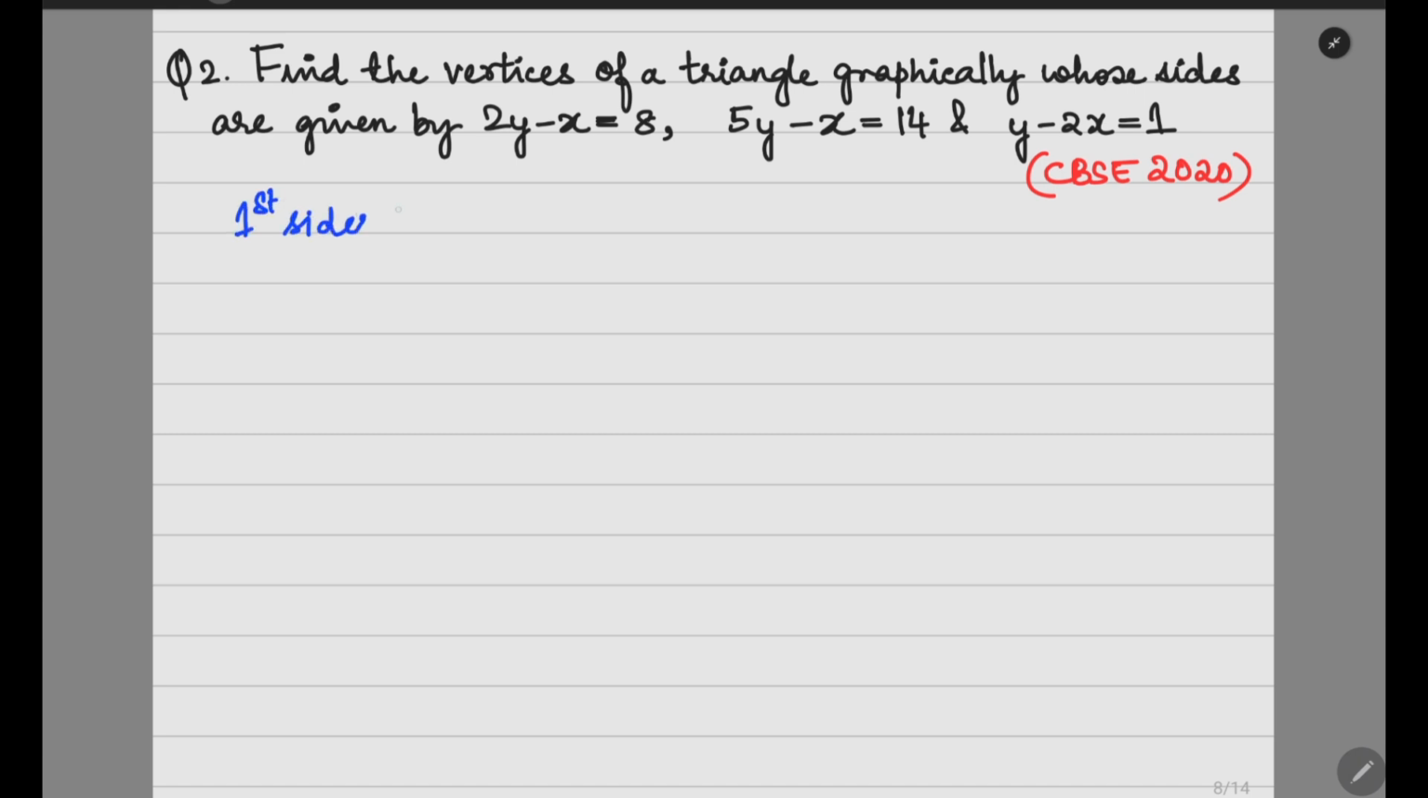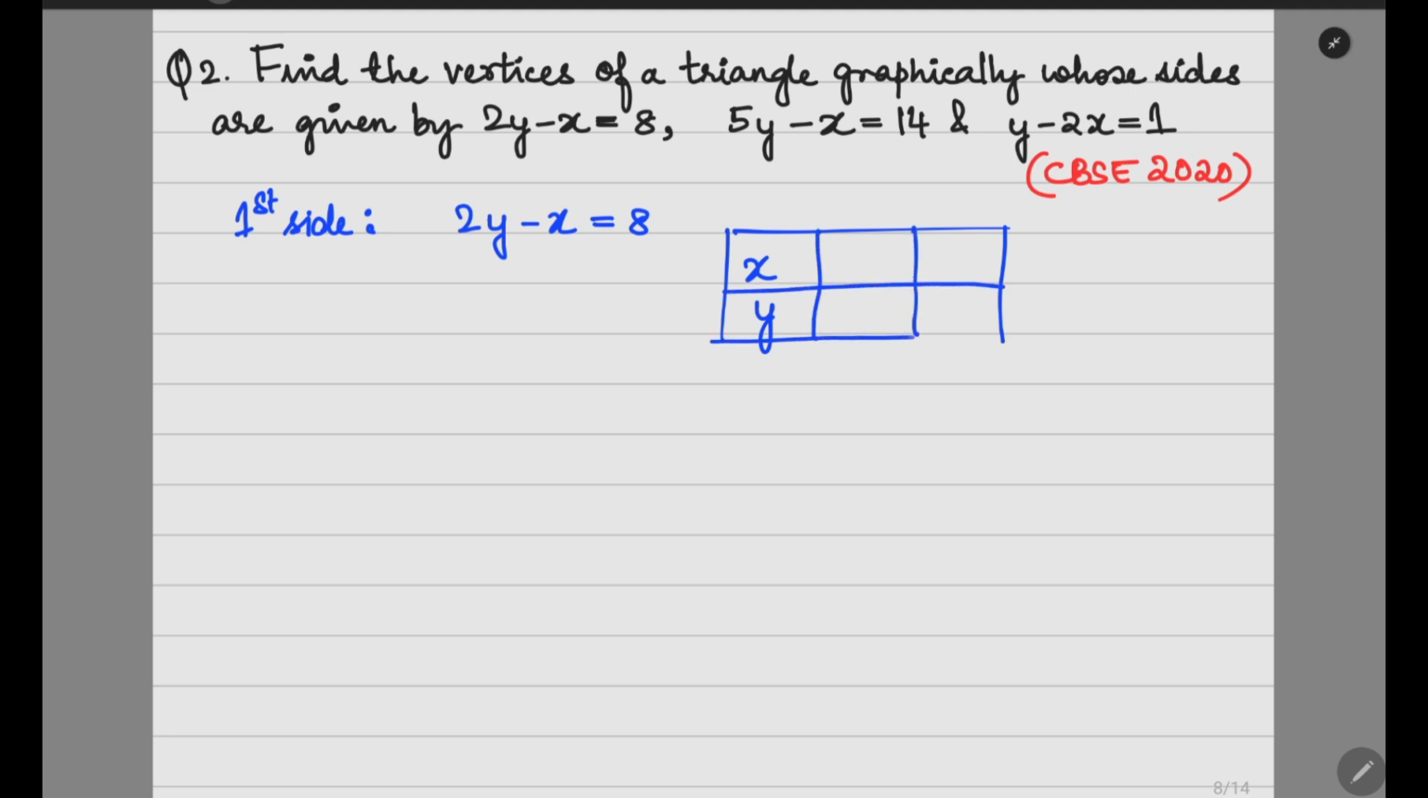For the first side of the triangle, the linear equation is 2y minus x equal to 8. Draw a small table of x and y. Substitute the values. Just take any two values. Suppose x is 0. What is y? 2y minus 0 equal to 8, and y will be equal to 8 by 2, which is 4.